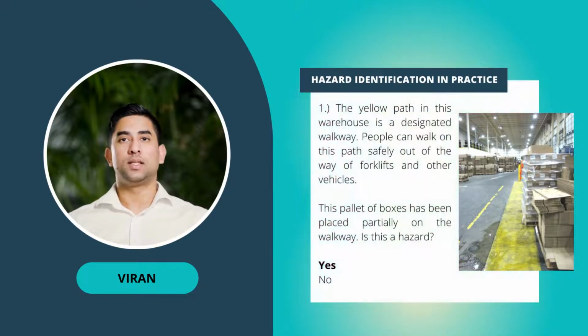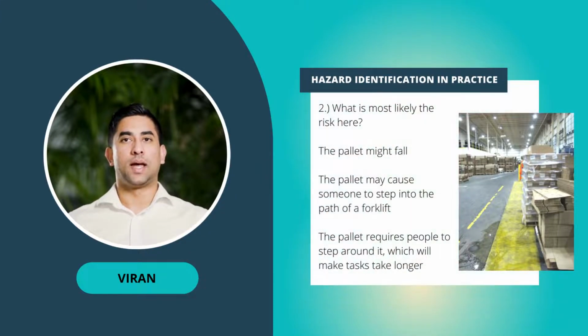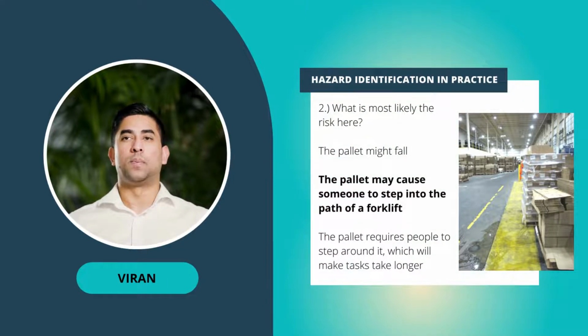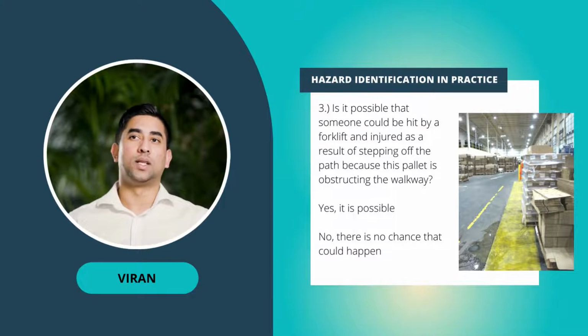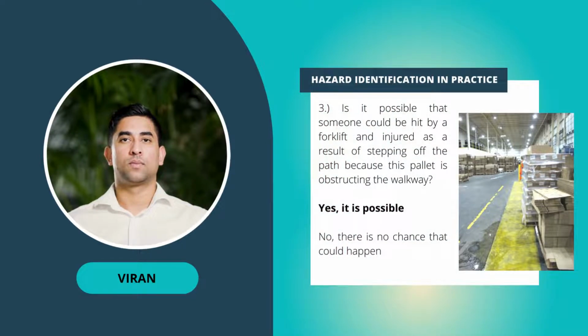The answer is yes. What is the most likely risk here? The answer is the pallet may cause someone to step into the path of a forklift. Is it possible that someone could be hit by a forklift and injured as a result of stepping off the path because this pallet is obstructing the walkway? Yes, it is possible.